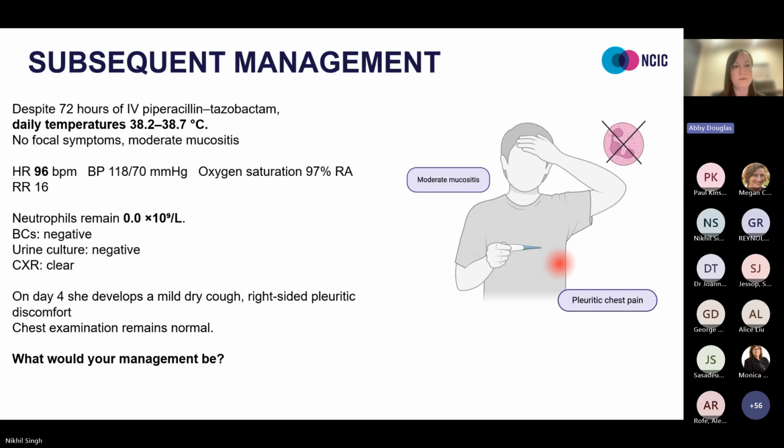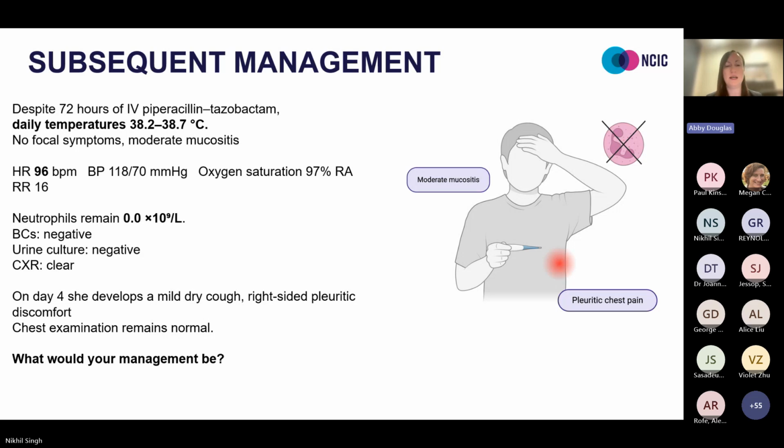So here's a scenario. You've got that same patient, who had AML on 7+3 with neutropenic fever, and has ongoing fever despite piperacillin and tazobactam after 72 hours. They don't have any focal symptoms aside from probably slightly progressive mucositis, and they're a bit tachycardic. They're still very neutropenic. Blood cultures have been negative, urine was collected and was negative, and due to the ongoing fever, they had a chest X-ray, which was also clear.